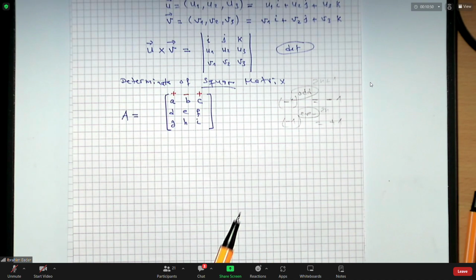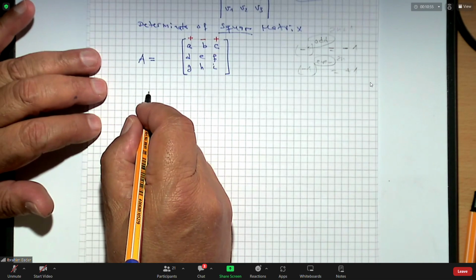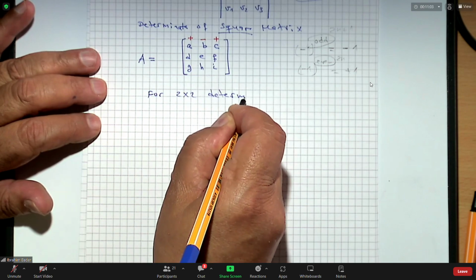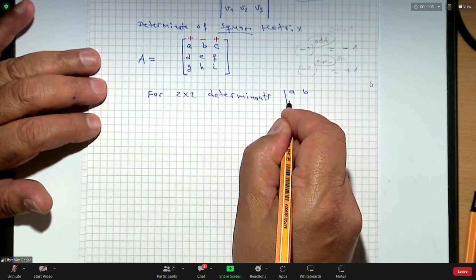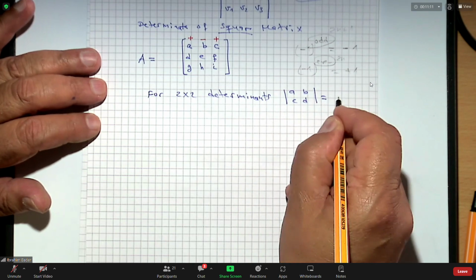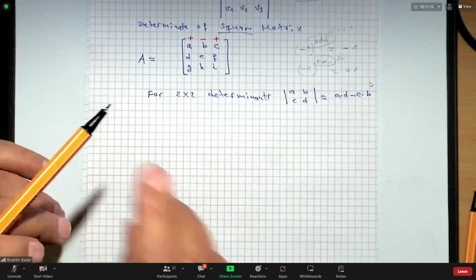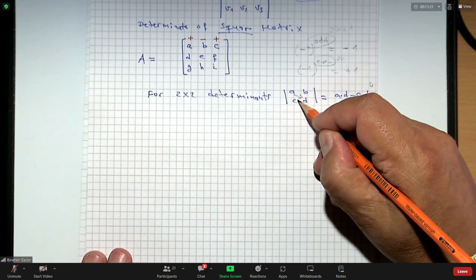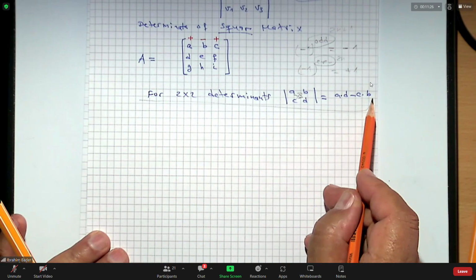We need to know that for 2 by 2 determinants, the determinant of A, B, C, D is equal to AD minus BC. So it's just this diagonal multiplied out, minus this diagonal. Now this here is going to be our termination.